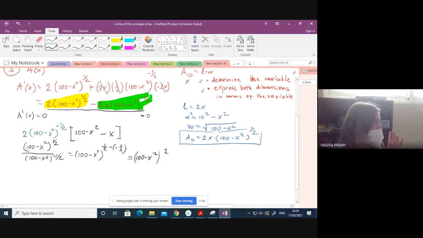Okay, so now let me remind you where we are. This is the factored expression for the derivative, but we don't have an equation yet. So what is it equal to? 0.